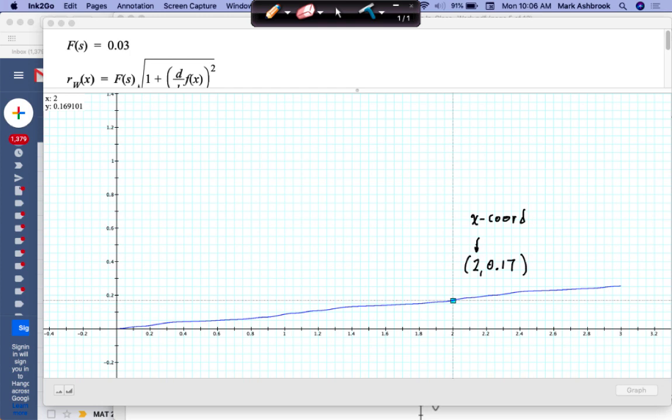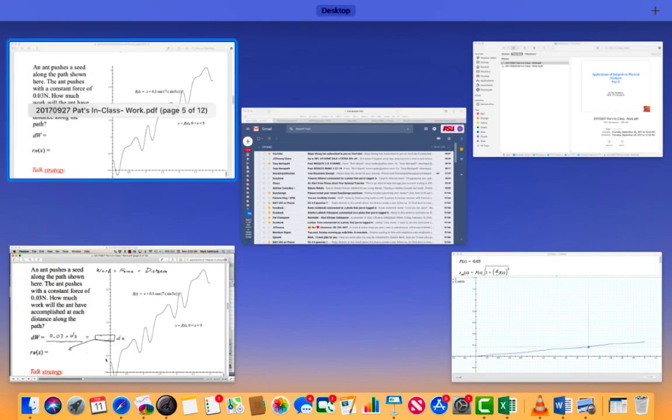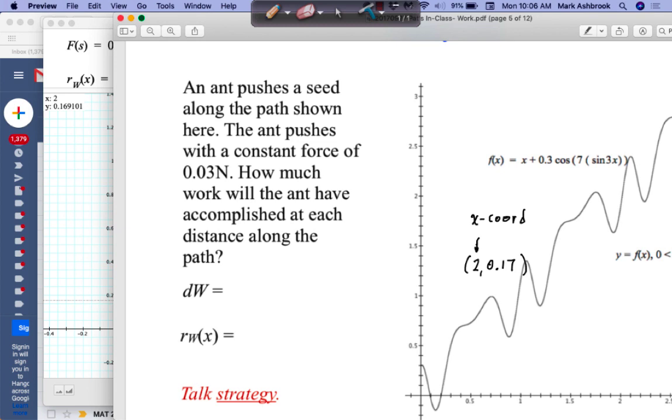Right? So by this point, the distance traveled by the ant is a lot more than 2 meters, because it's making a curvy path, right? So it's gone a lot farther than 2 meters, but this function is measuring work as a function of x. So when the ant is right about here, it's accomplished 0.17 Newton meters of work so far. Does it make sense?